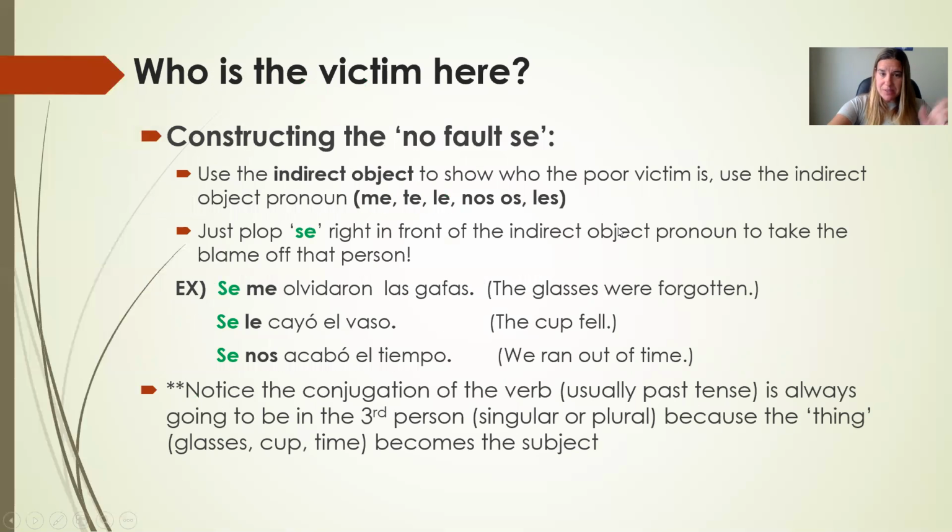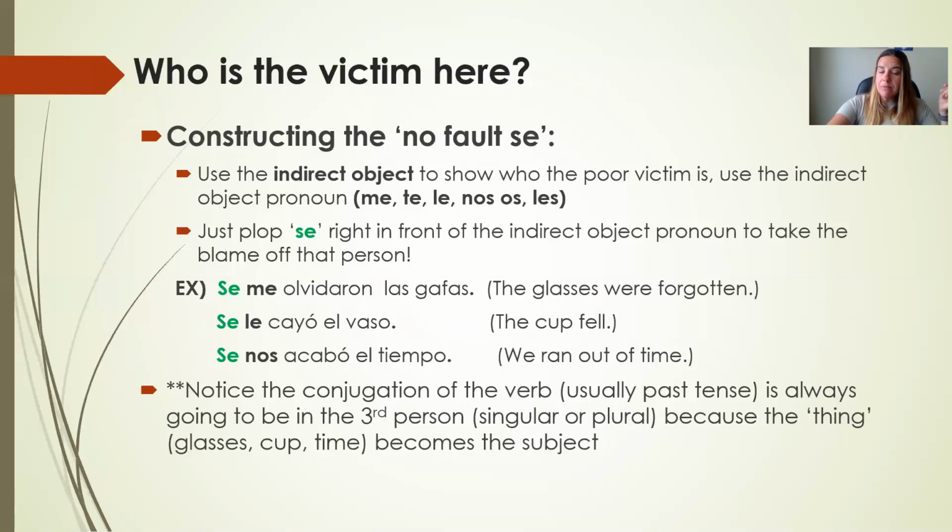I'll give you some more examples and tell you how to construct this no-fault "se" form. We use the indirect object to show who the poor victim is, and you're going to use that object pronoun. So it doesn't always happen to me. It could happen to you or him or us. For us, we'll mostly use "it happened to me," in the yo form. You use the indirect object pronoun to show whoever this happened to, and then you put "se" right before it. So "se me olvidaron las gafas" would be like the glasses were forgotten and it happened to me.